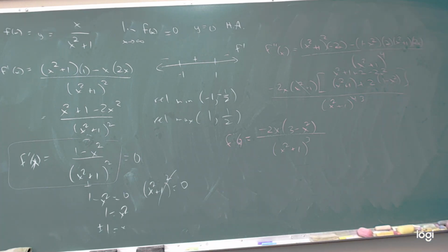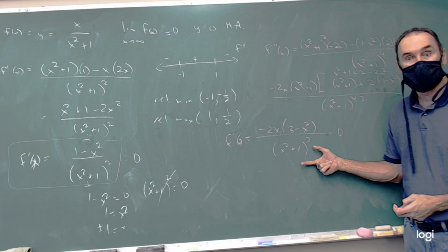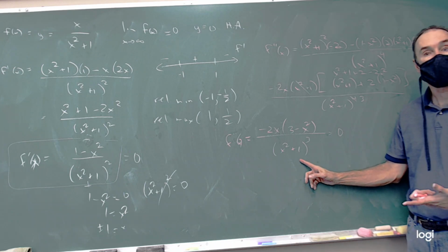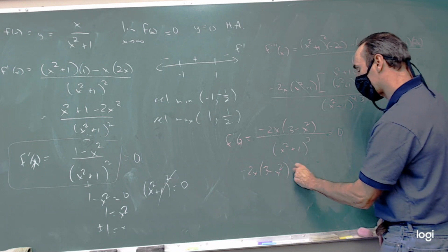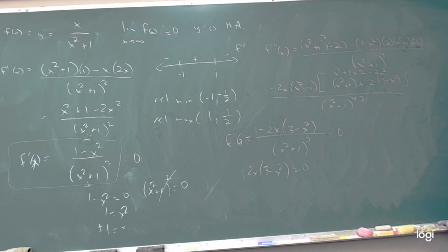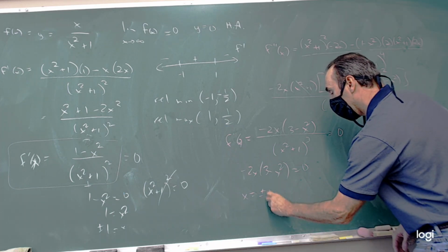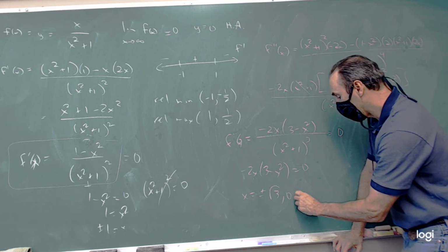Good. Now we're looking for PIPs, potential inflection points. Just like we did with the first derivative, we want to know where the numerator is 0 and where the denominator is 0. We already made the argument the denominator is never 0 because x squared plus 1 can't be 0. So that makes it easier. Now we're saying negative 2x times 3 minus x squared is equal to 0. We want to solve that. So positive and negative square root of 3, and the 0. You see where she's getting that from?